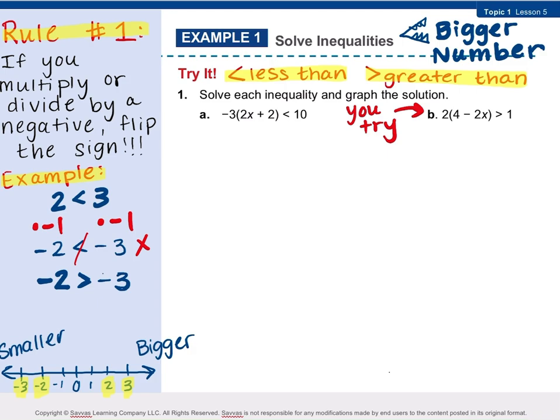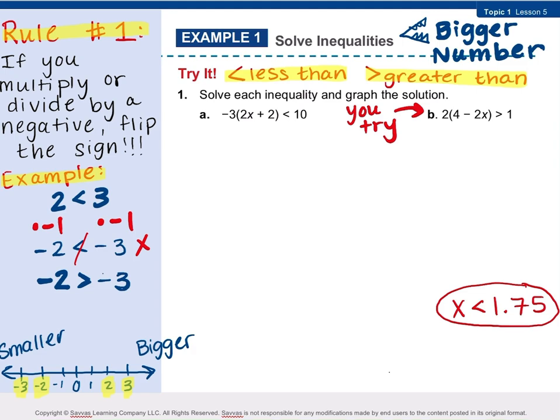My question says solve each inequality and graph. There's A and there's B. You guys are actually going to do B on your own. We're going to do multiple together, but you're doing B. For B, your final answer should be x is less than 1.75. Try that one on your own, see if that's what you get, and if not, maybe ask for help.